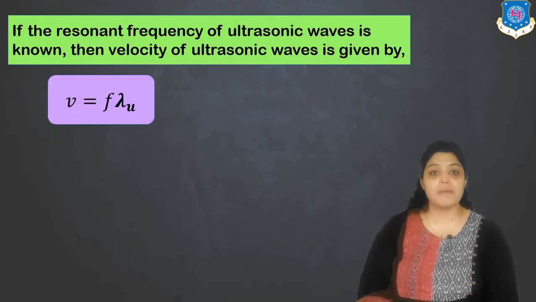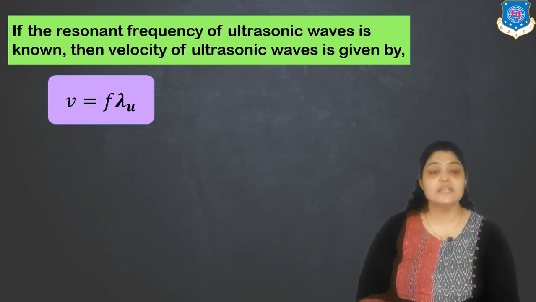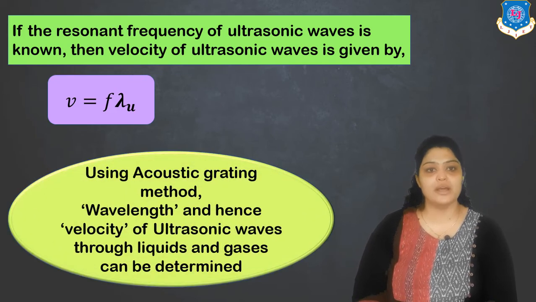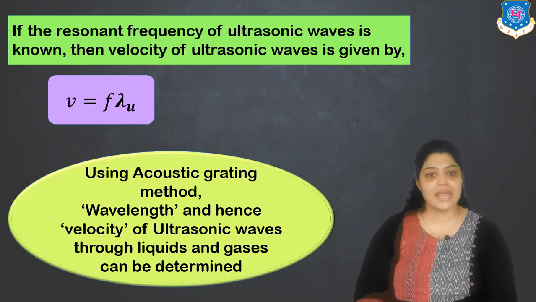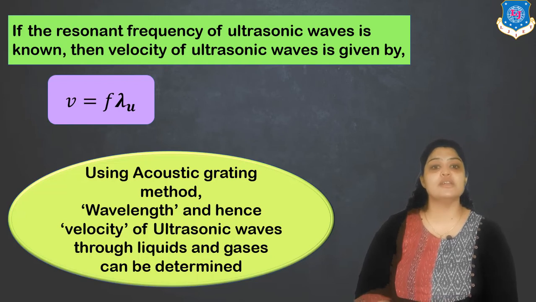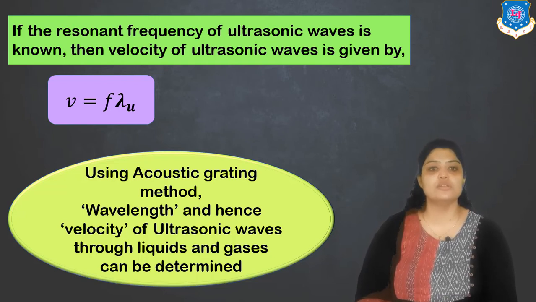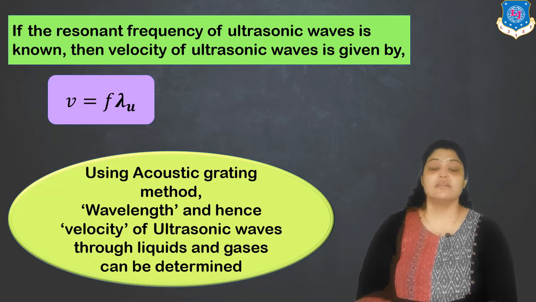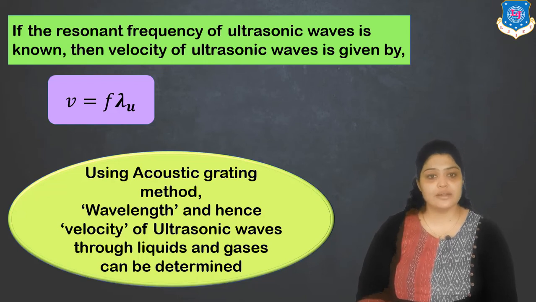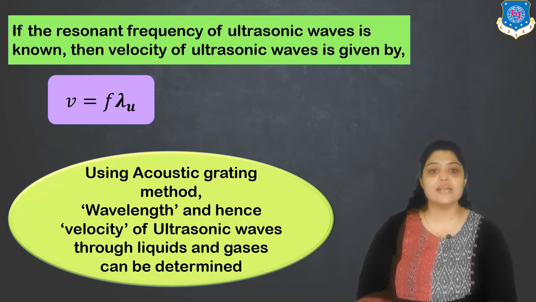And once we determine the wavelength of ultrasonic waves, if the frequency of resonance is also known, we can find the velocity of ultrasonic waves using the formula V equals f lambda_u. So using the acoustic grating method, the wavelength of ultrasonic waves can be determined, and hence the velocity of ultrasonic waves through liquids and gases can also be determined. Because this detects the ultrasonic waves and also gives us the wavelength and velocity, this method is also known as a quantitative method, giving us detection as well as parameters.